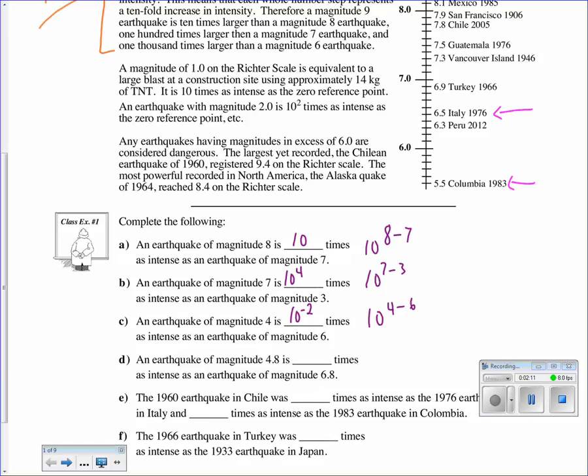An earthquake of 4.8 is how many more times intense? We get to do that same subtracting. 10 to the 4.8 minus 6.8. That's still a 10 to the minus 2 times.